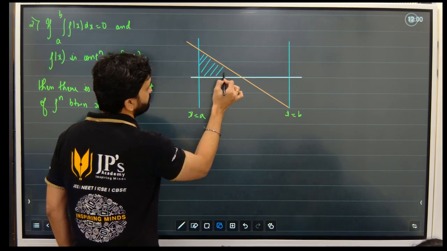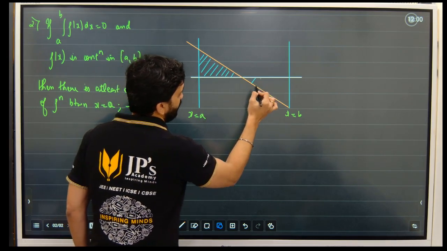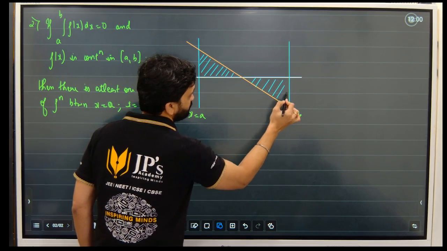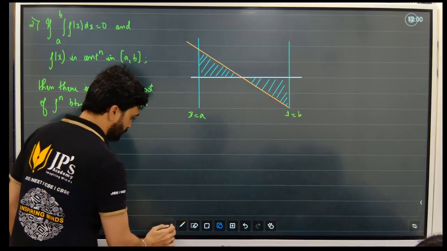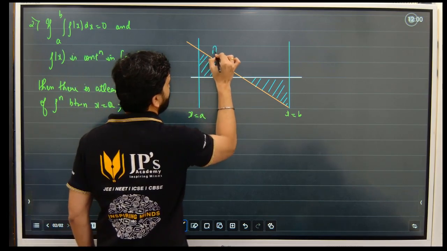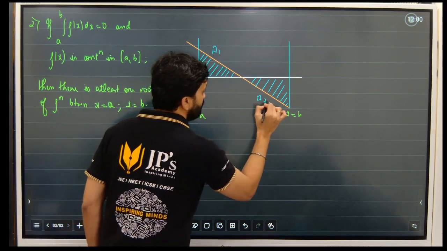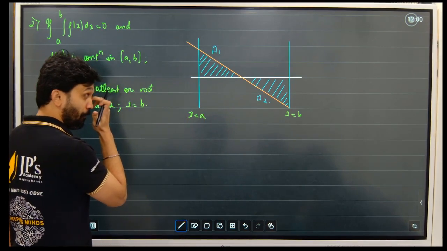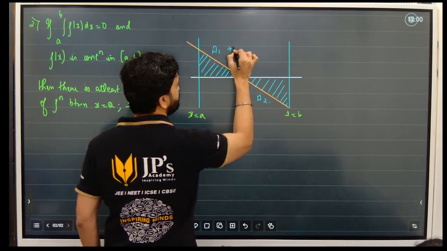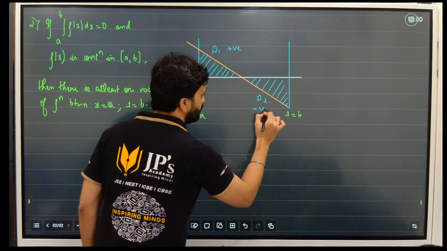This is my area. I'll take this as A1. And this is my area. I'll take this as A2. This is A1. This is A2. If I add them, obviously I'll consider this as a positive area. This is a negative area.